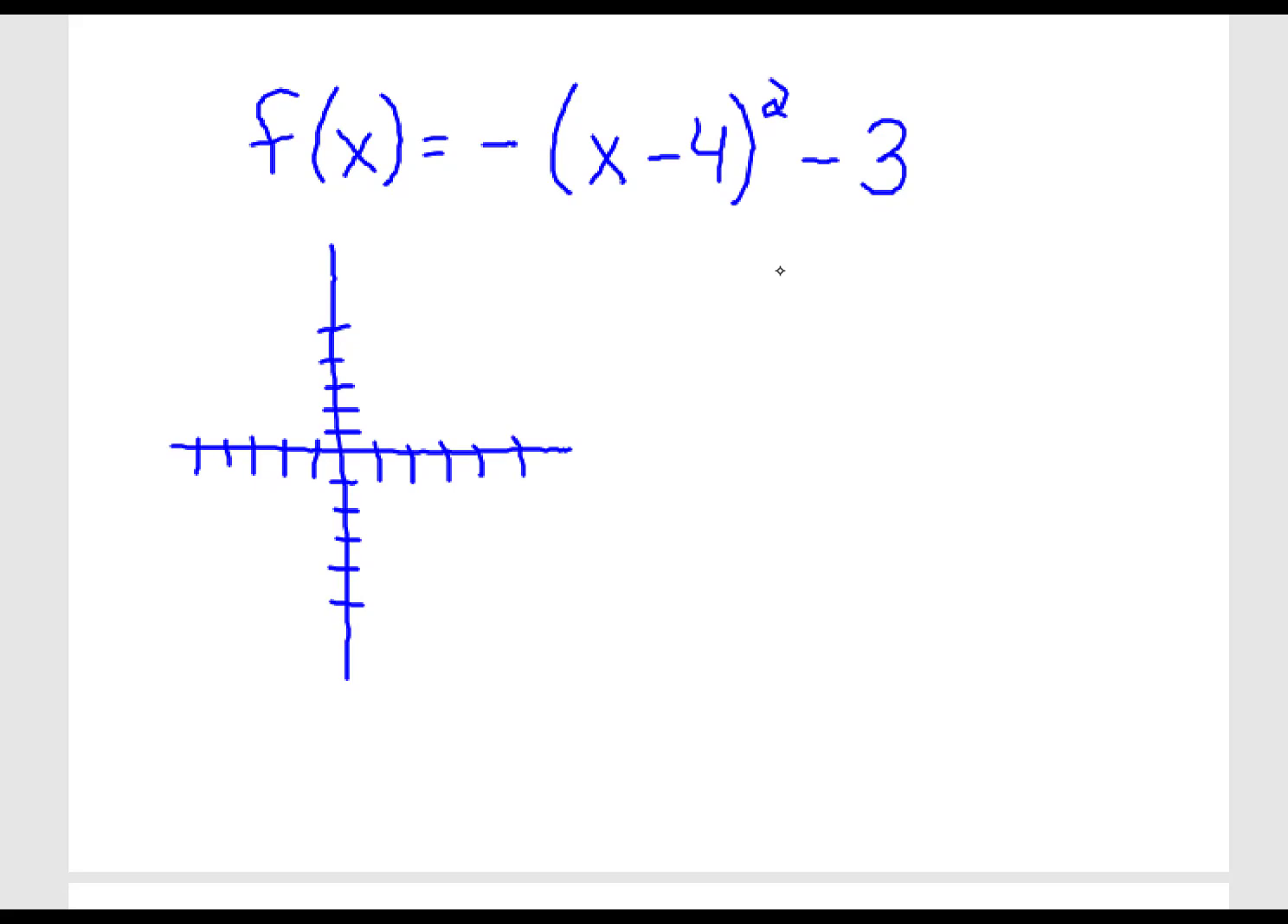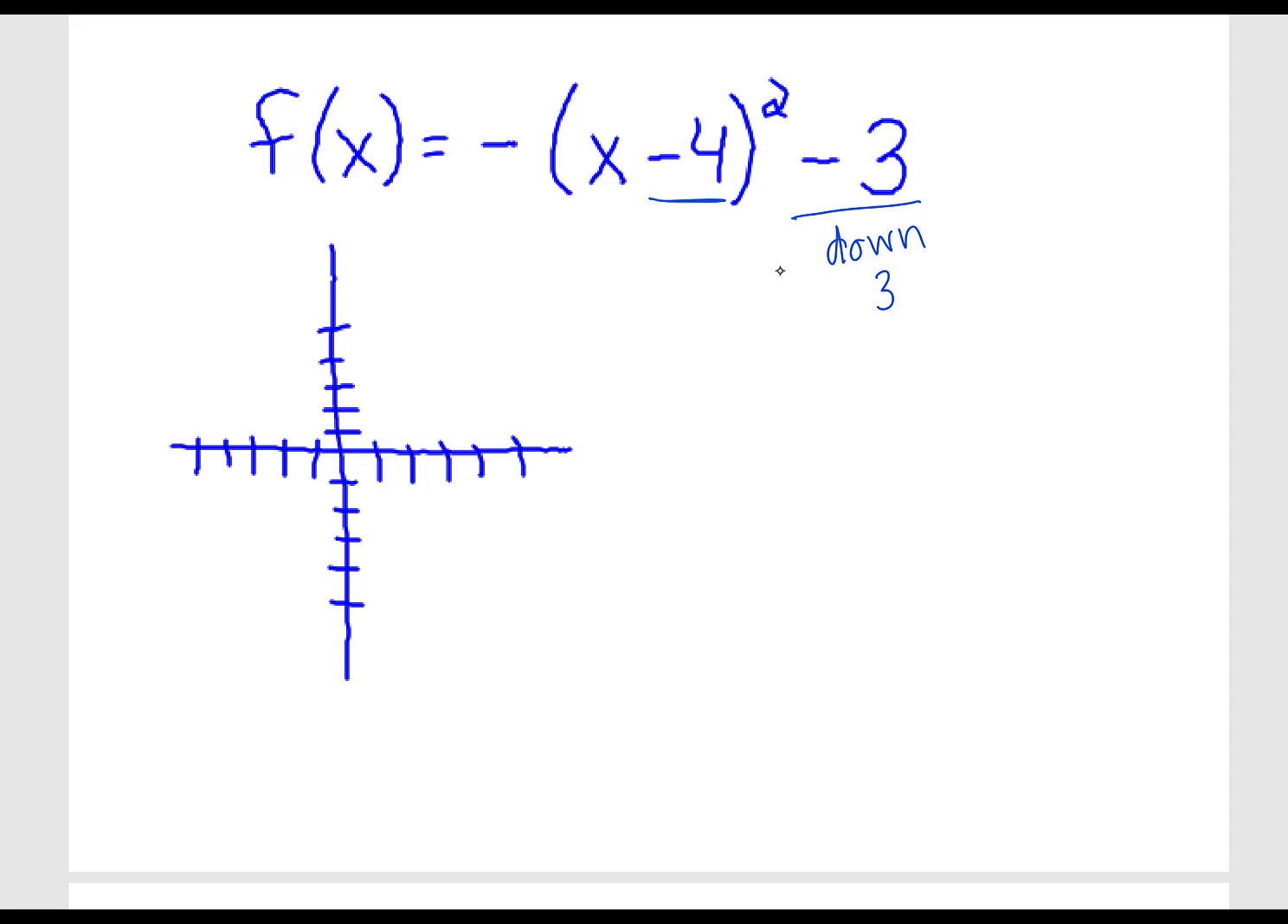Okay, so we have f of x equals negative x minus 4 squared minus 3. So I'm going to actually go right into a graph. Well, you know what? Let's talk about it first. This right here would affect my y's, so it's going to be an up or down movement. We said that it's true to the sign when it's outside of the function, so down 3 units.